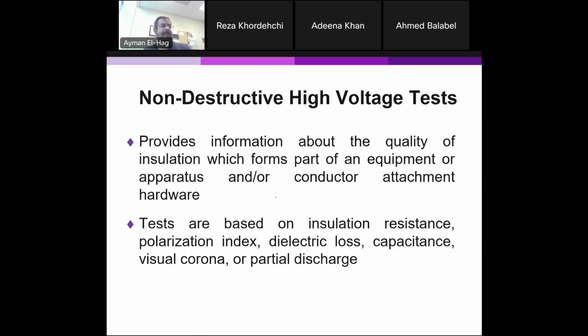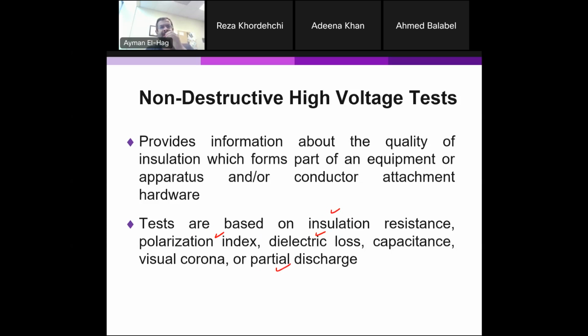And the most common ones are the insulation resistance tests, or we will call it the Megger test, as we will see. Polarization index, which is a measurement that we do during the insulation resistance test. Then we have the dielectric loss and capacitance, visual corona, and finally the partial discharge. So I will talk about the insulation resistance, the polarization index, dielectric loss and the partial discharge. These are the most common ones.